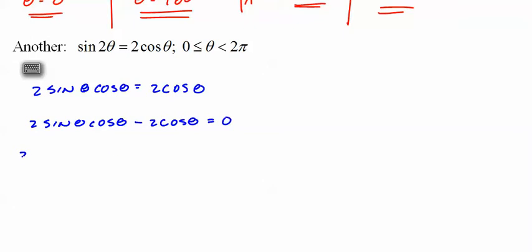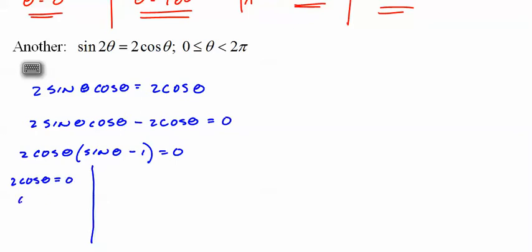So now I can pull out 2 cosine of theta, sine of theta minus 1 equals 0. Split it down the middle. 2 cosine of theta equals 0. Cosine of theta equals 0. Theta equals, where does cosine of theta equal 0? Don't forget to check your domain. Pi over 2, 3 pi over 2.